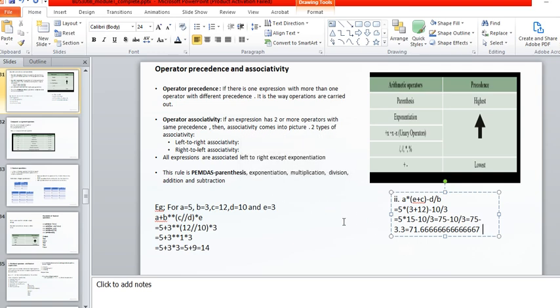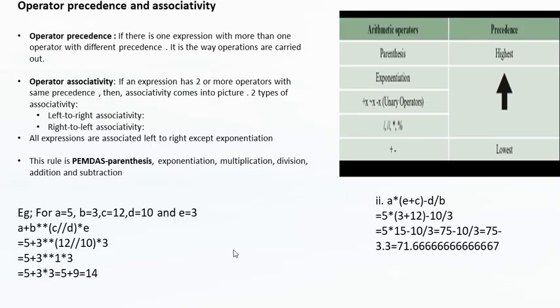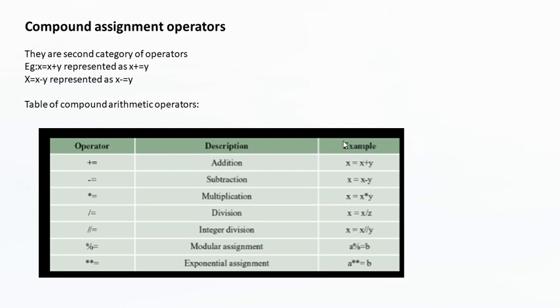Okay, so now going to the next point. So that was about operator precedence and associativity. Now there's something called compound assignment operators. Compound in the sense, instead of writing x is equal to x plus y, you can write it as x plus equal to y. Instead of writing x is equal to x minus y, you can write it as x minus equal to y. So like that you have all the sequences.